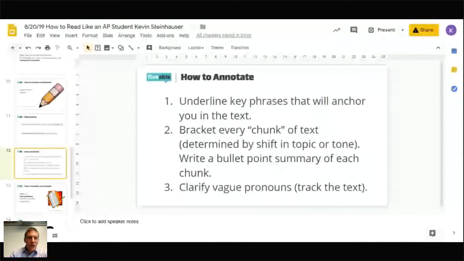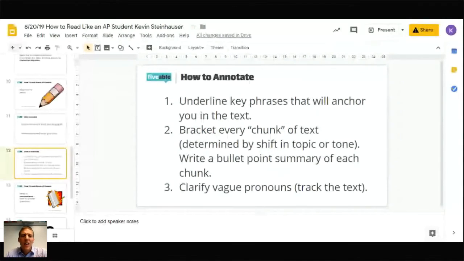So first, underline key anchors. Underline key phrases that will anchor you in the text. I keep calling it that. Find an anchor sentence. It's either a sentence you really understand or one of the most important sentences to the overall meaning of the text. Then, bracket every chunk of text. You have to determine the chunk of text by the shift in topic or tone. That's what advanced readers do, is look for where things slightly shift. Write a bullet point summary just off to the margin on what that chunk of text is saying.